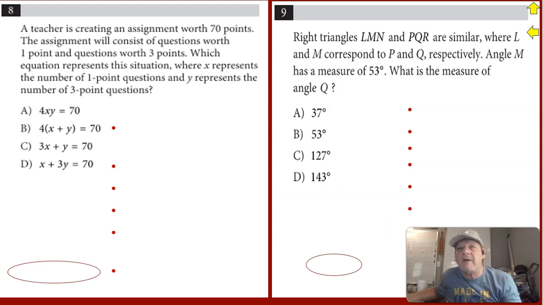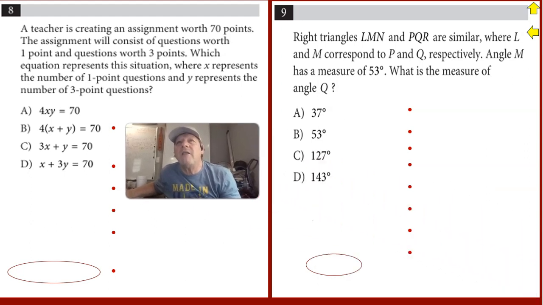And question 9 is about similar triangles. It's a geometry question. It says right triangles LMN and PQR are similar, where L and M correspond to P and Q respectively. Angle M has a measure of 53 degrees. What's the measure of Q? So you can go ahead and pause this if you would like, and then continue working on these. And then when you start it again, I will give you the answers as we work through the problems.